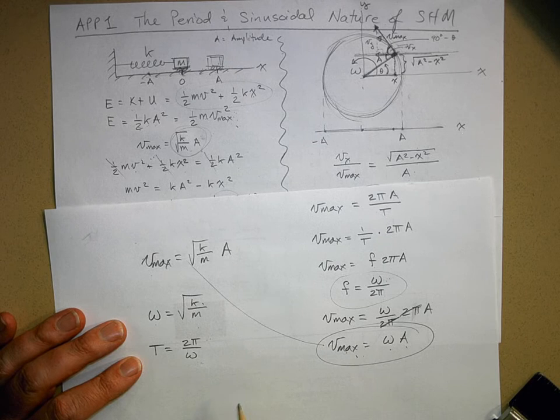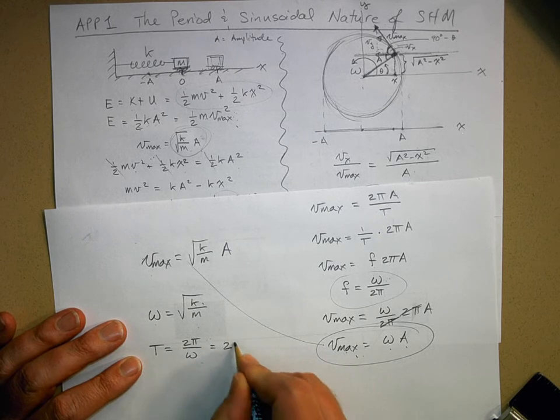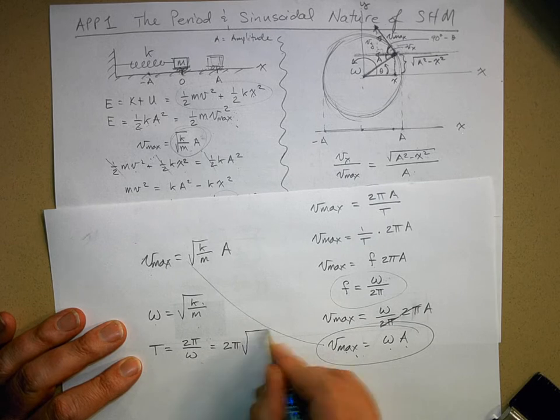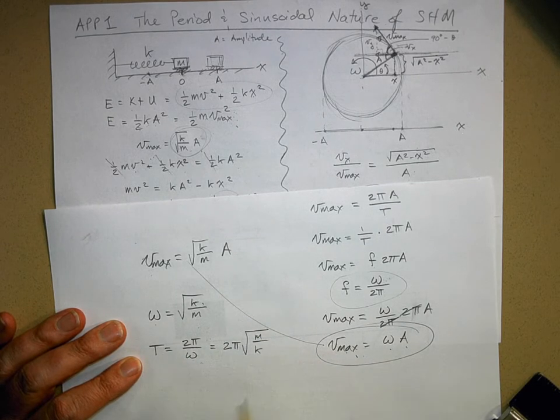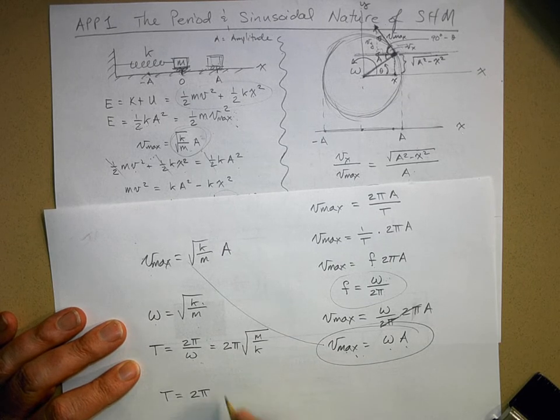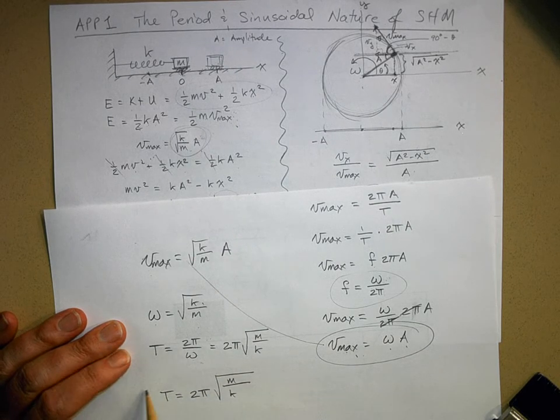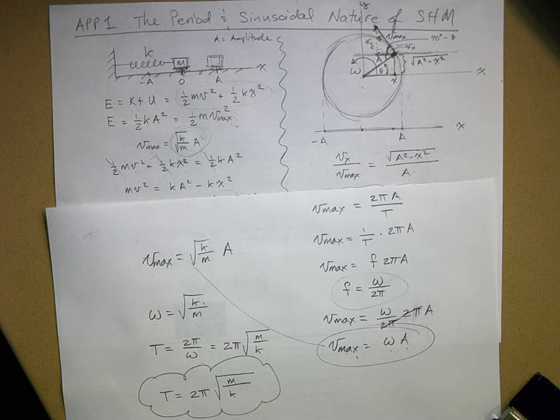Well, what is 1 over the frequency? Well, this is going to be equal to 2 pi times the square root, well, it's the reciprocal of this, m over k. So, the period of a mass spring system equals 2 pi times the square root of the mass over the spring constant. Voila. This is cool stuff. We can now make predictions about it.